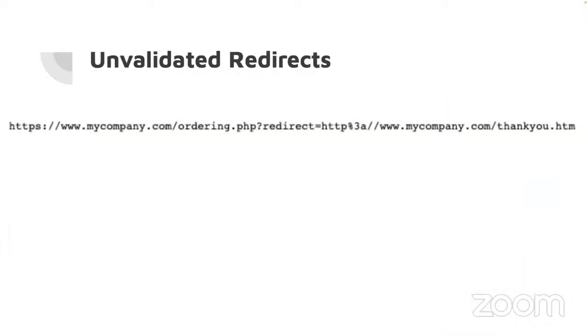We have unvalidated redirects. Some web apps allow the browser to pass destination URLs to the application and then redirect the user to that URL at the completion of the transaction. In this example, the web app would send the user to the thank you page at the conclusion of the transaction. While this can be convenient for developers to modify the destination page without altering the code itself, it does create an unvalidated redirect situation where the attacker may redirect the user to, you guessed it, a malicious site.